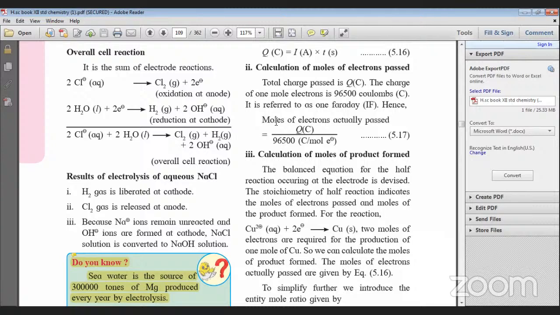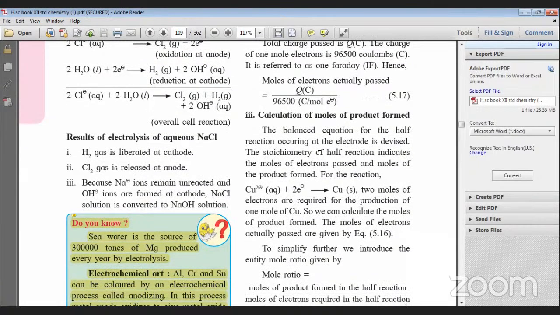So if you have passed Q charge in coulombs, then how much mole of electron will be used up or passed? This is just a unitary method: for 1 it is this, then for this how much. So cross multiplication is there and the formula is given. So in the exam, if a question is asked to calculate mole of electron, you simply divide whatever coulomb is provided by 96,500. So this value you have to remember.